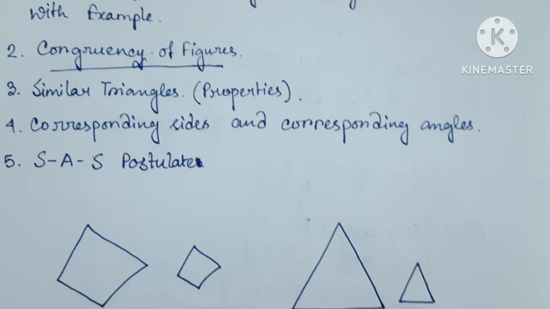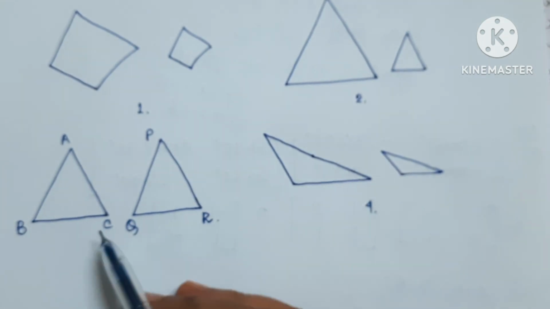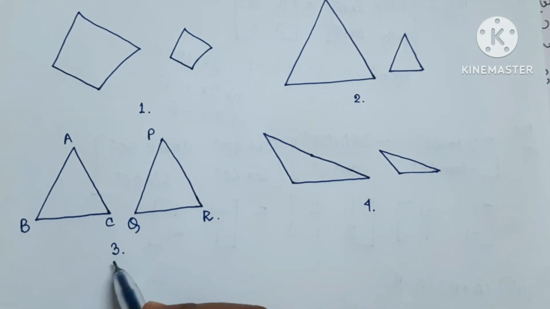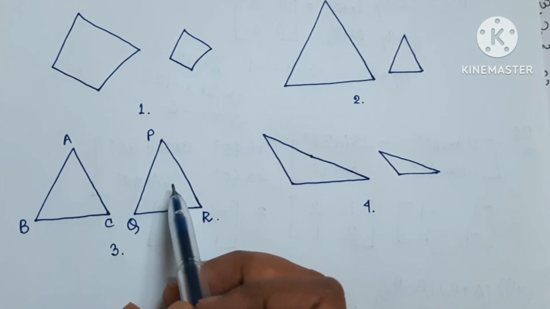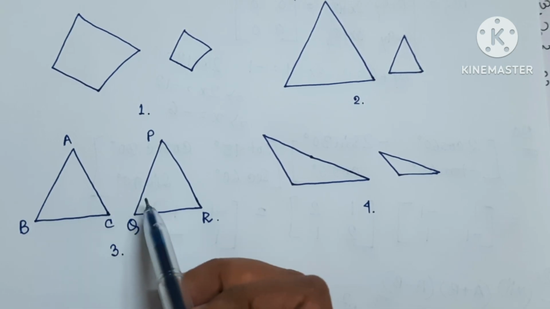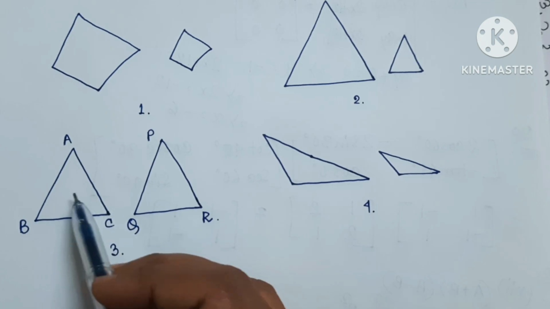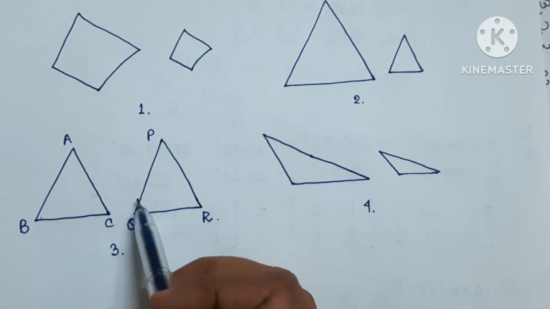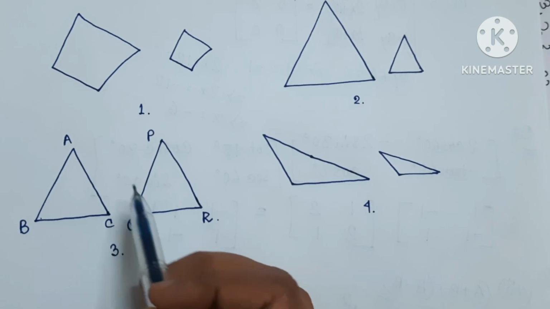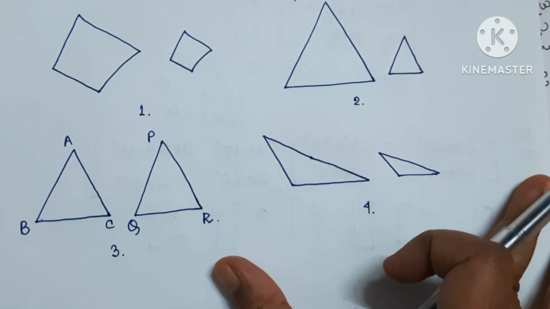Congruency of two figures means same shape and same size. That means, see this picture number 3, these two triangles are similar and also congruent. They are the same in size and the same in shape. So ABC and PQR are congruent triangles. So congruent figures are always similar, but similar figures are not necessarily congruent.